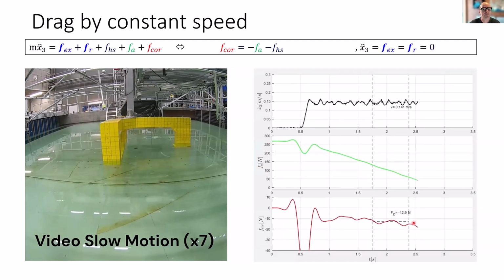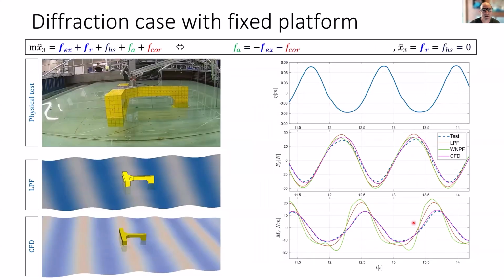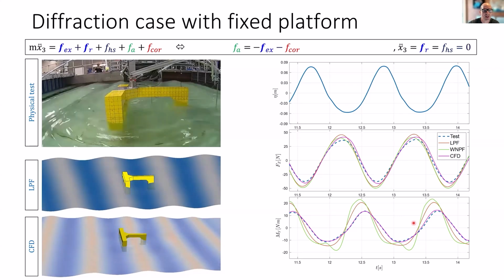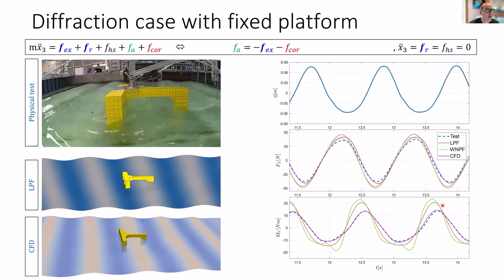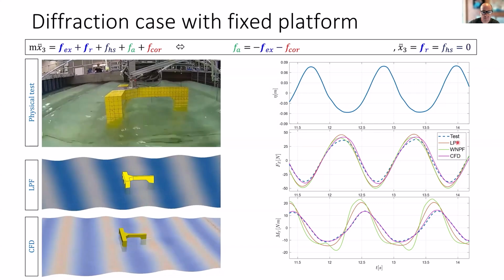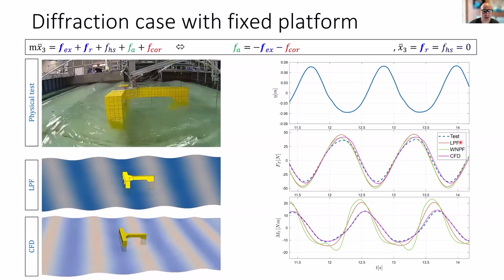In the following type of test, I put on incident waves, but I keep the platform fixed. In this case, we measure directly the wave excitation force on the platform. In the plots, I've shown the results on the vertical force and the moment here for the potential models before the corrections are included.